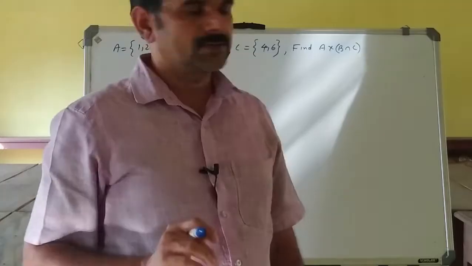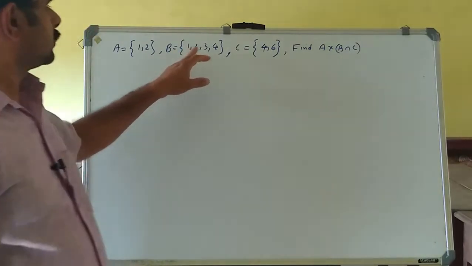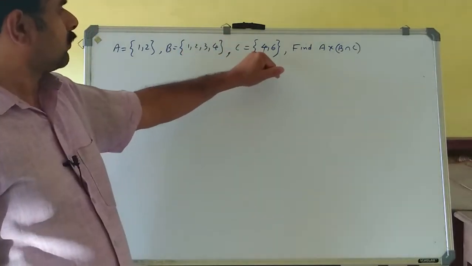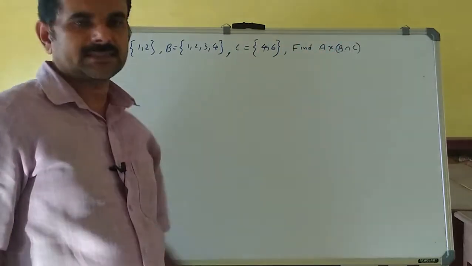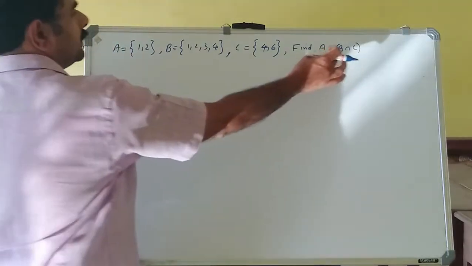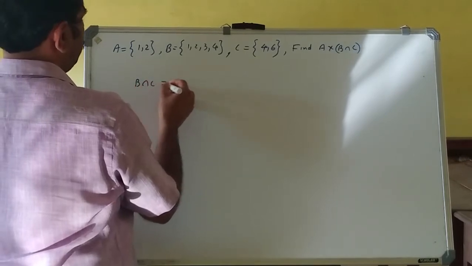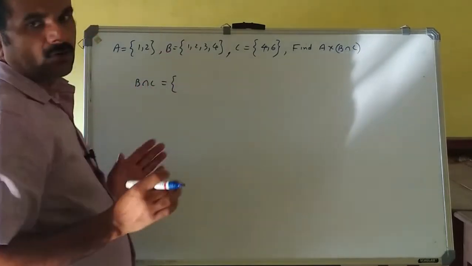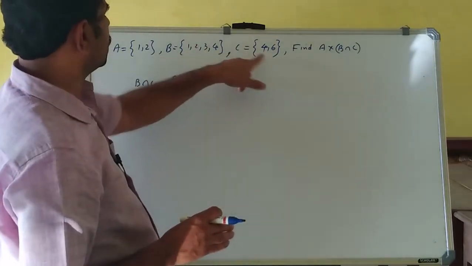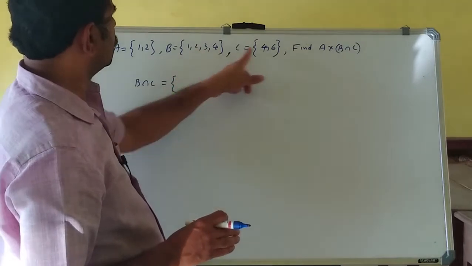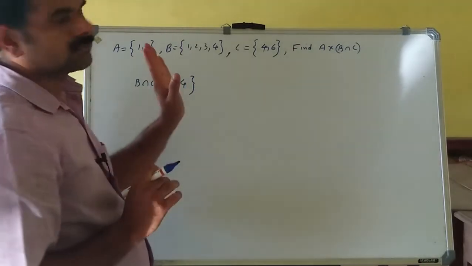Okay, the question is here. A is equal to the set {1, 2}. B is equal to the set {1, 2, 3, 4}. And C is equal to the set {4, 6}. Find A cross (B intersection C). Firstly, we are finding B intersection C. What is B intersection C? Common elements from both B and C. B this one, C this one, which are common: 4. Okay, 4 is the common. So B intersection C is {4}.